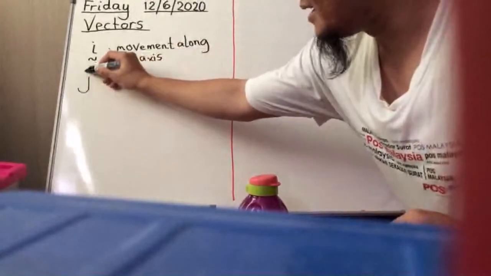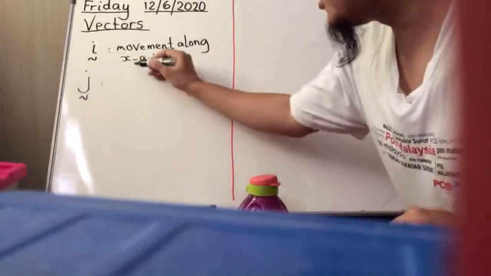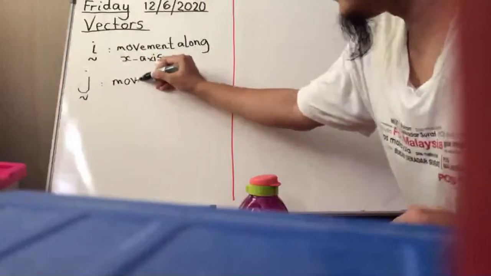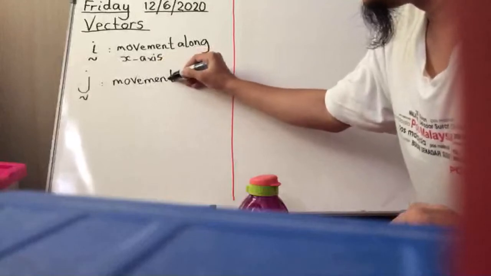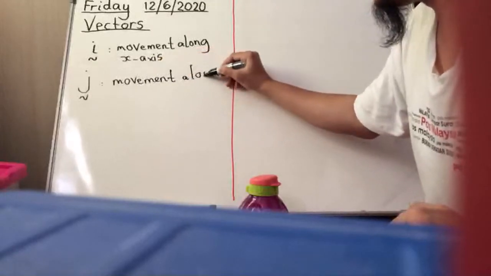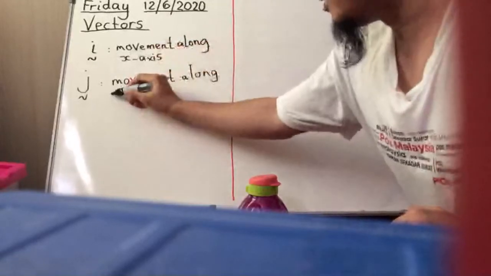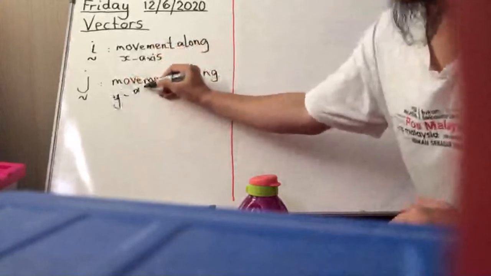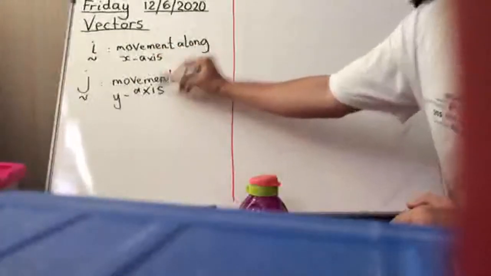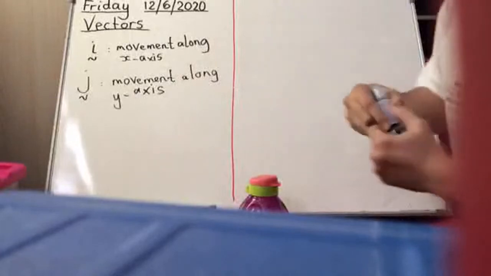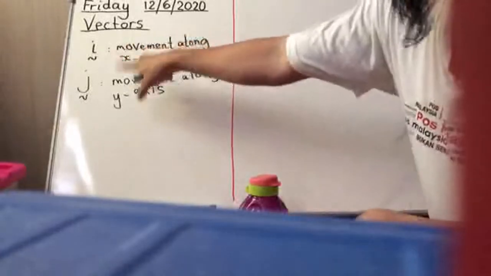Let's say we have the j component. This is movement along the y-axis. This is opposite to your i, so this is the y-axis. So this is the i and j component.